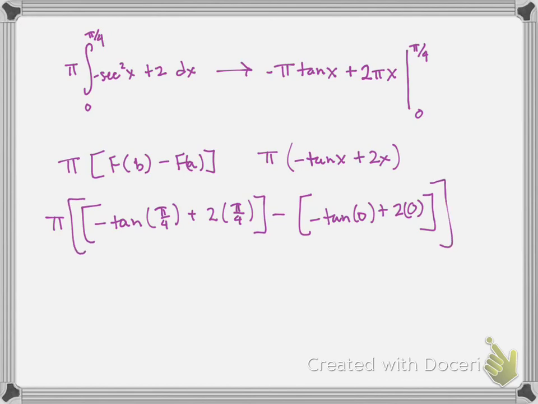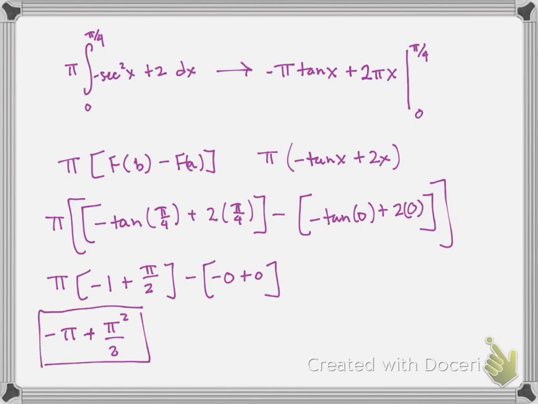Okay. So let's evaluate this. So pi is hanging out there. Tangent of pi over 4 we said was 1, so this becomes negative 1 plus pi over 2. That's what I get when I multiply 2 times pi over 4. And then the rest of this just becomes 0, because tangent at 0 is 0, and 2 times 0 is 0. So that pretty much goes away. So here's what I get. I get negative pi plus pi squared over 2. Okay, and that's my answer right there. That is the volume using the washer method of example number 3.